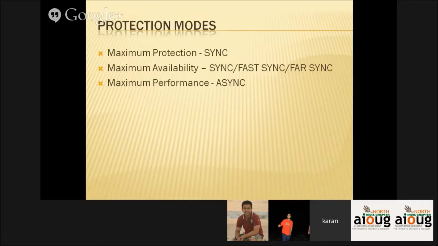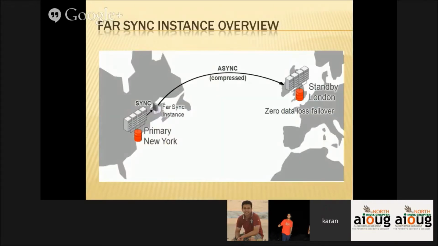Now, welcome to 12c. Wouldn't it be great if we were able to use synchronous zero data loss along with asynchronous transfer? Well, yes, welcome to 12c. That's the FarSync instance. If you see in this picture, there is a primary database in New York, and there is a standby thousands of miles away from New York, roughly 1,000 miles, in London.